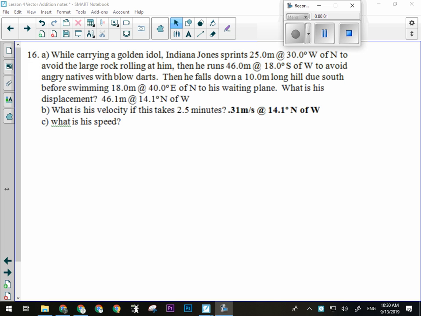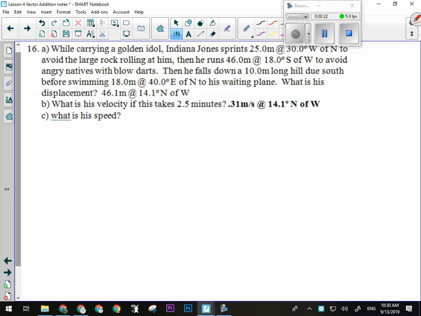Okay, so if we're looking at this one, the difficulty in this one is the diagram. And then, of course, there's lots of finding x's and finding y's because there's so many vectors in this question. All right, so we're going to start off with that he sprints 25 meters at 30 degrees west of north, to avoid the large rock that is rolling towards him. Okay, so we're going to have a line that is due north as our reference, and we're going to go 30 degrees west of that for 25 meters.